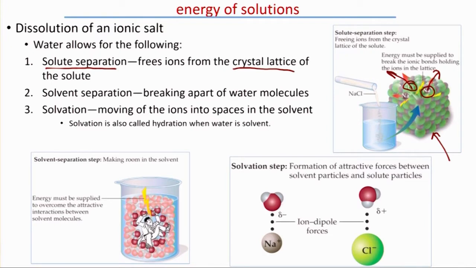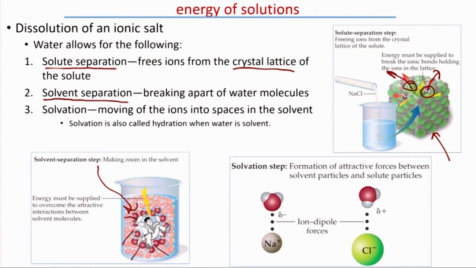Then the second step involves the solvent. We just talked about water and the hydrogen bonding that goes on between water molecules. In order for the solute to come into the solvent, the solvent itself needs to make room for that. I find this picture to be a kind of silly one, but it gets the point across. Here are these water molecules, all nicely interacting together, and they need to spread out.